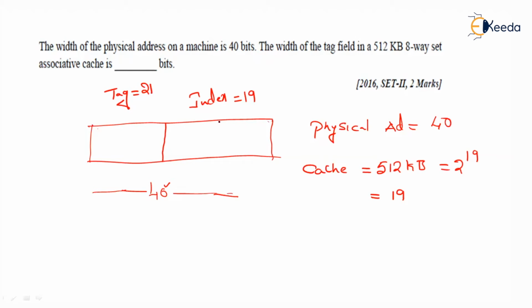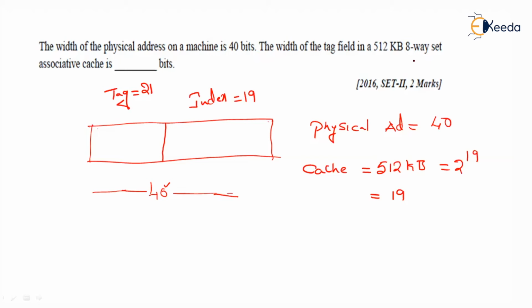Right? So index, that is 512 KB, must be subdivided again into a word field and a block field. Here we don't need to do that because the block size is not given. So we don't need to bother about how to divide the index field into the word field and the block field. Since the size of the block is not available, we can ignore it. Now, this is 8-way set associative.